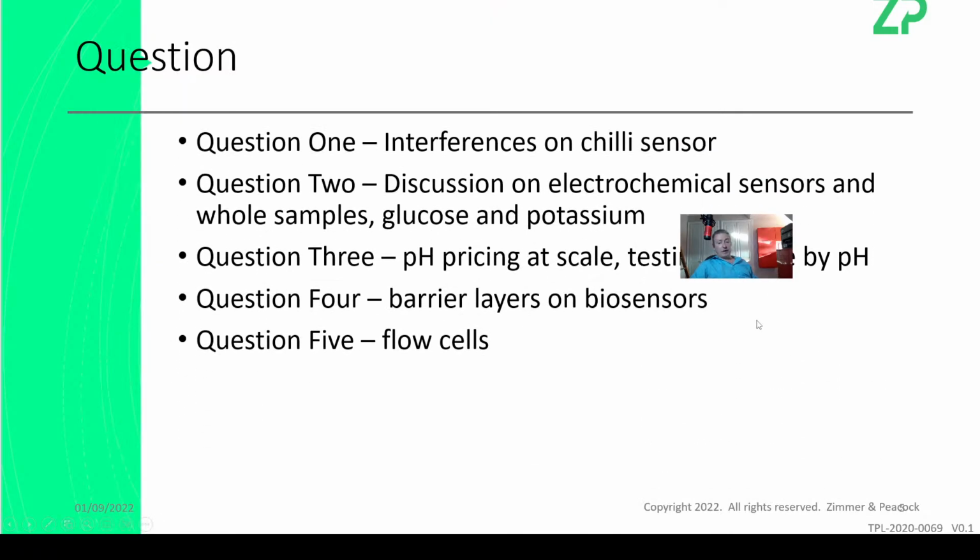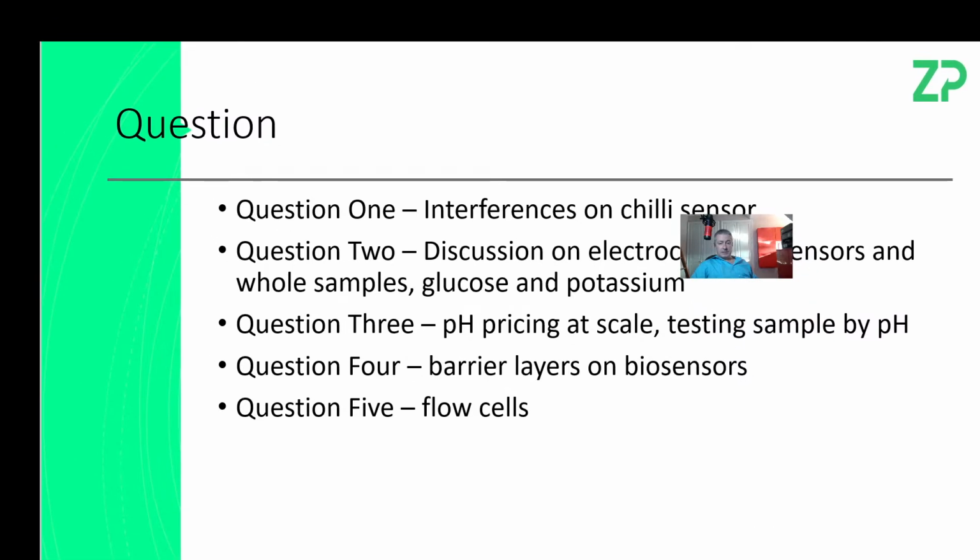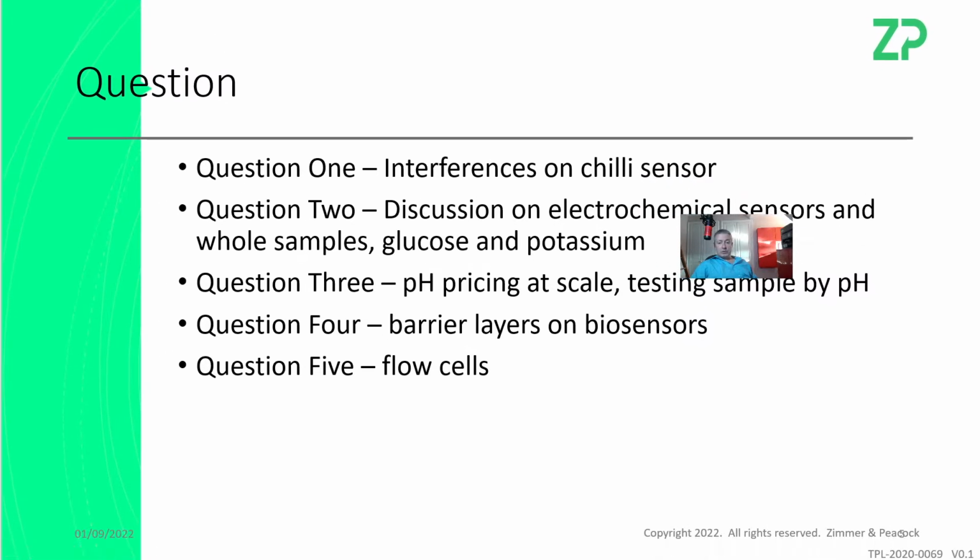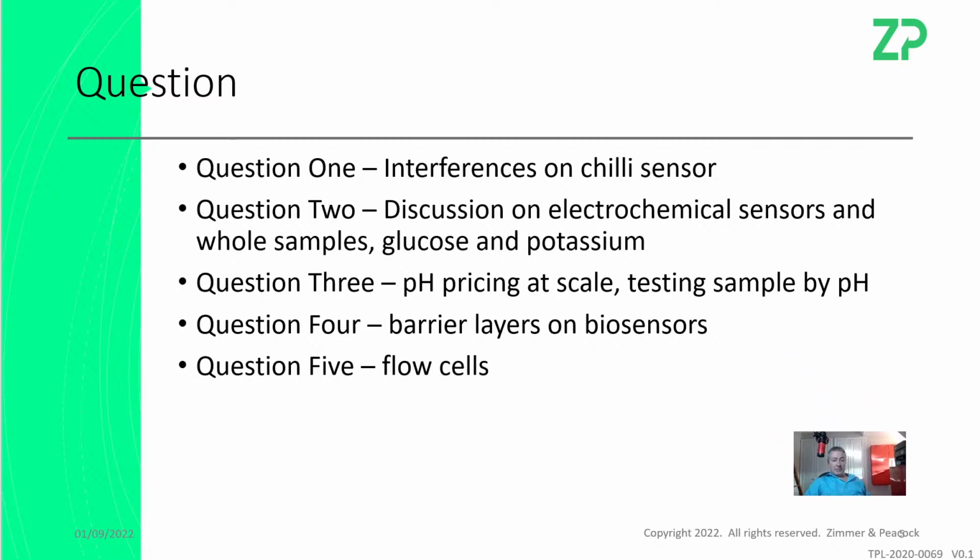Now, this week we got 5 questions. As per normal, we do have a lot to get through, so I'll have to be rather quick. We're going to talk about interferences on chili sensors. I am going to talk specifically about ascorbic acid, gingerol, which is in ginger. The inquiry did ask about garlic as well, and I've missed that one, but what I will answer will help in the garlic situation as well. So we'll talk about interferences on chili sensors.